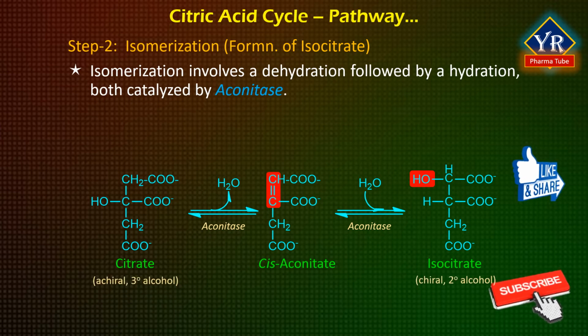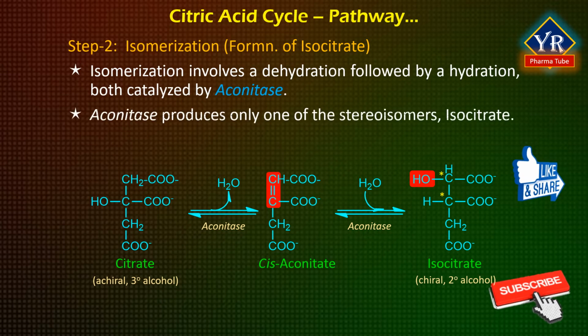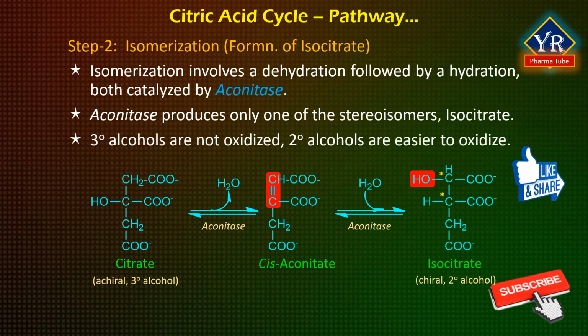Citrate is an achiral compound and isocitrate is a chiral compound with 2 chiral centers, as shown with the asterisk symbol in the structure. Aconitase produces only one of the stereoisomers, that is isocitrate. Citrate is a tertiary alcohol and isocitrate is a secondary alcohol. It is to note that tertiary alcohols are not readily oxidized and secondary alcohols are easier to oxidize. Thus, the next step in the cycle involves oxidation.